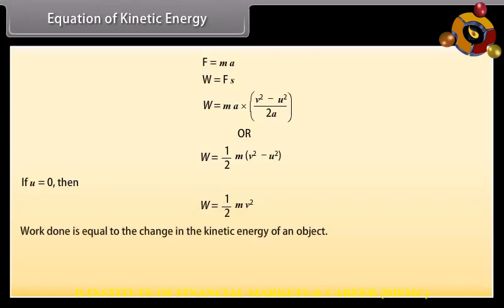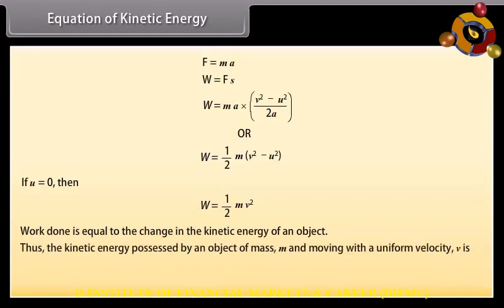It is clear that the work done is equal to the change in the kinetic energy of an object. Thus, the kinetic energy possessed by an object of mass m and moving with a uniform velocity v is 1 upon 2 mv square.